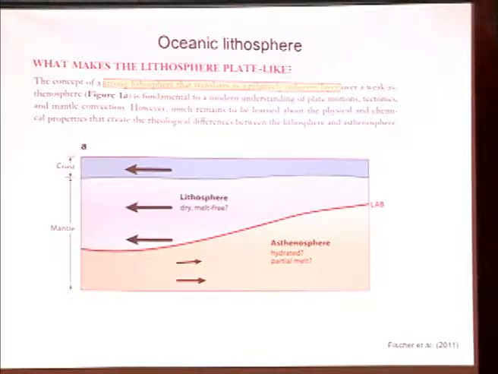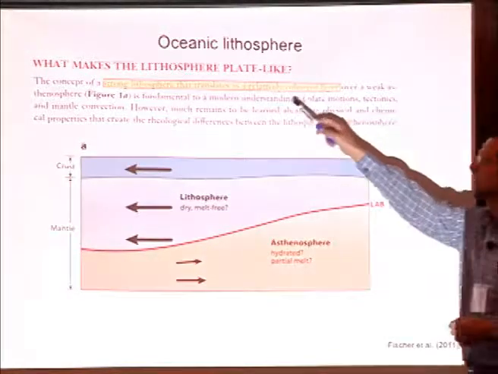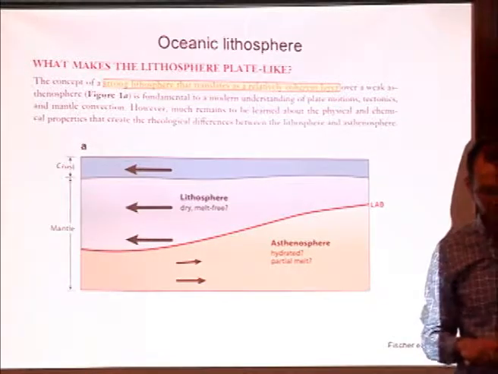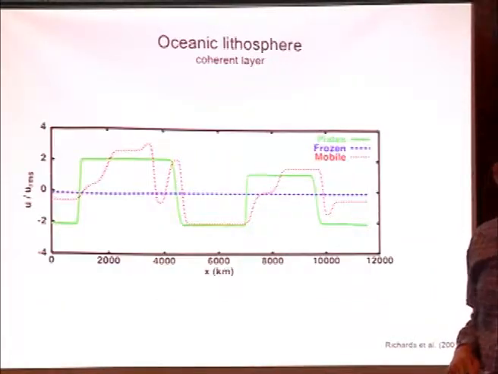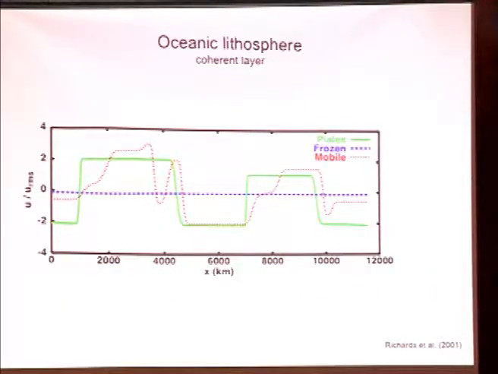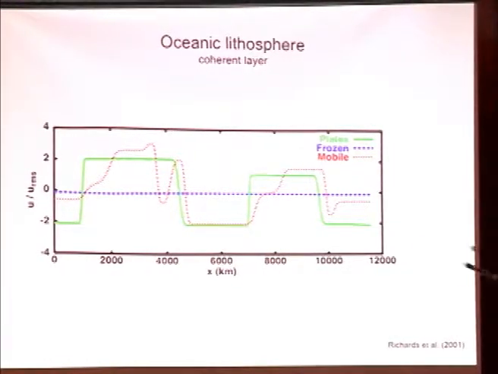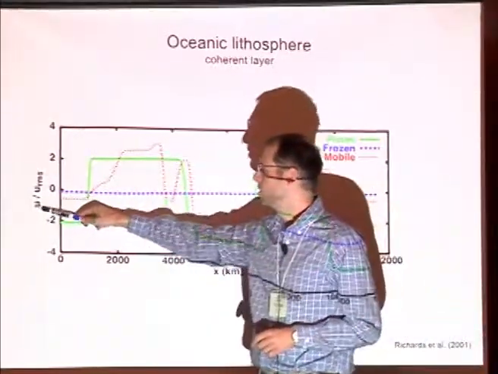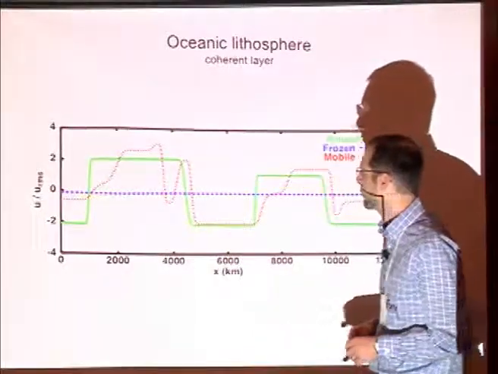What makes the oceanic lithosphere plate-like? Most people feel that one good measure is that it moves coherently: a strong plate that translates as a relatively coherent layer. The question then becomes how you define coherent. This is an early paper that tries to quantify the level of coherence. Shown here are surface velocities normalized by interior velocities for three different cases, across the length of your convection cell.